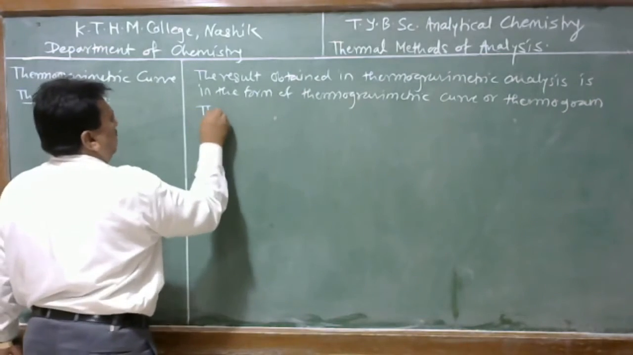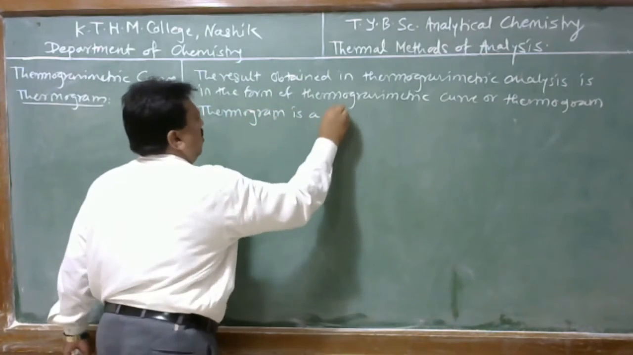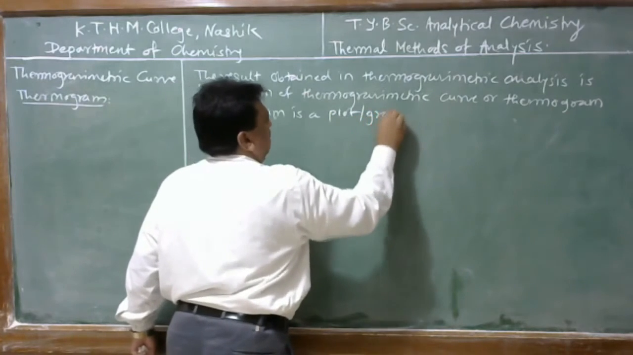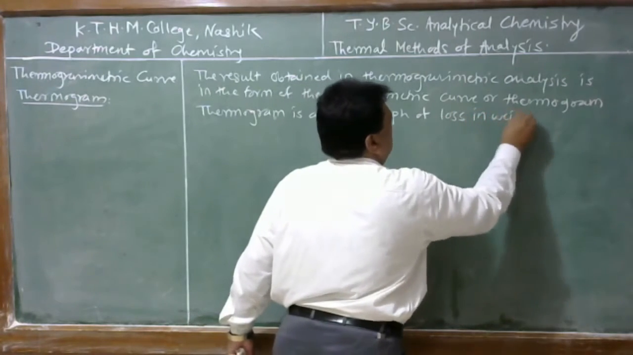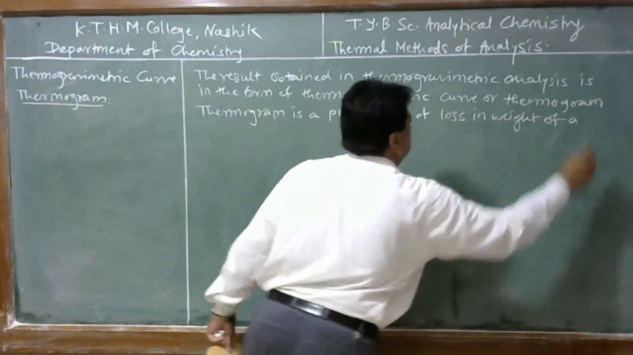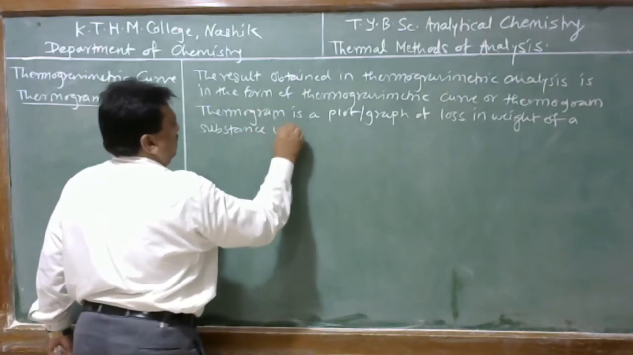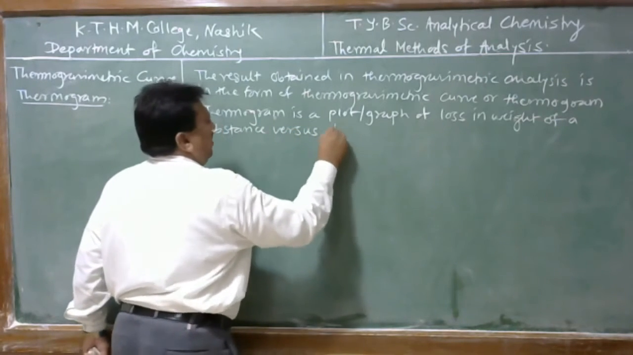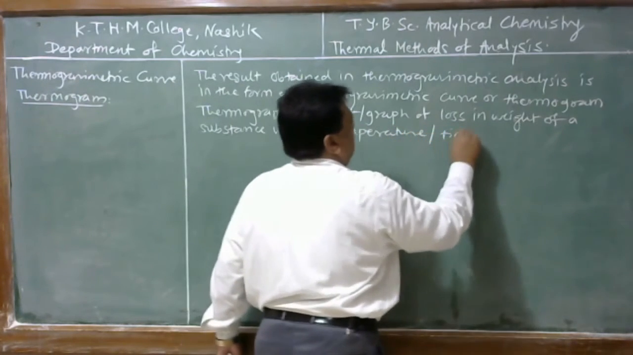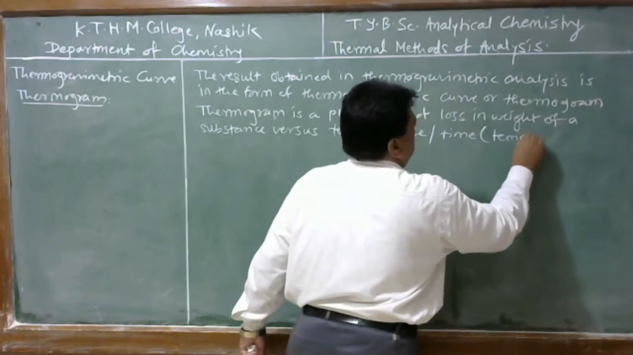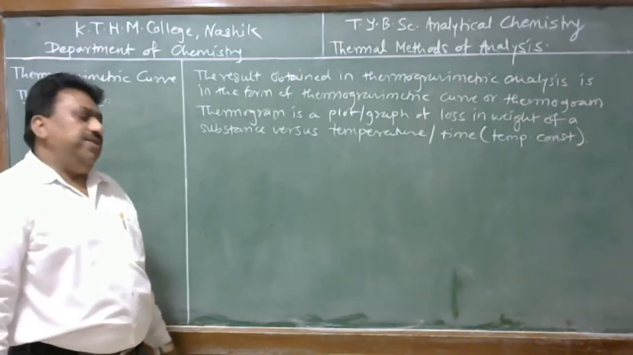A thermogram is a plot or a graph of loss in weight of a substance versus temperature, or time when temperature is constant. This graph is called a thermogram or thermogravimetric curve.